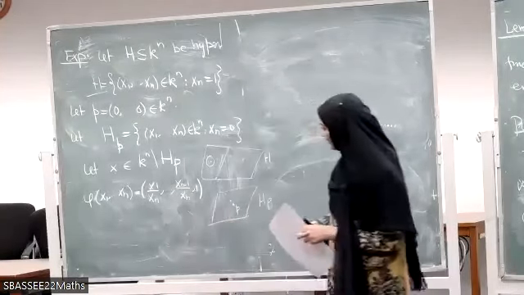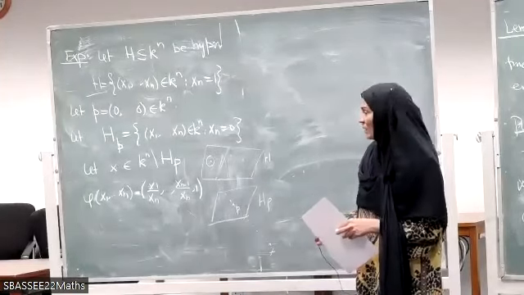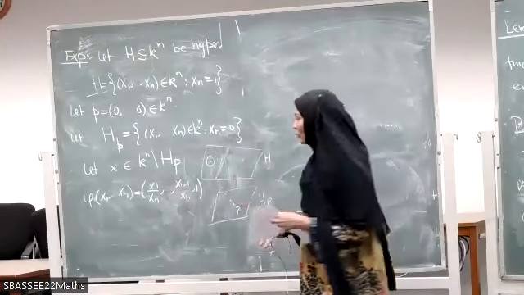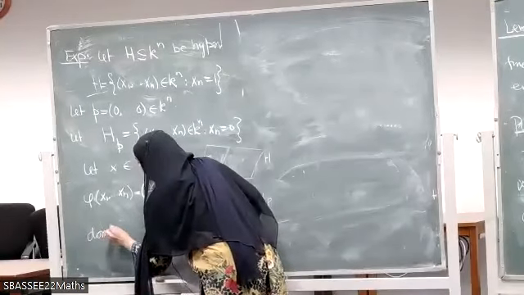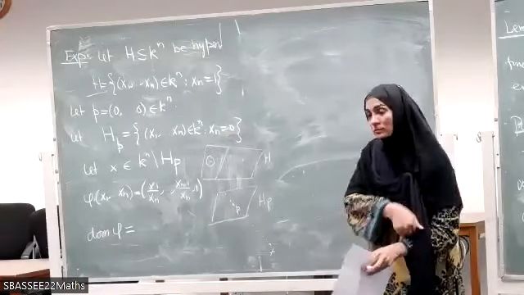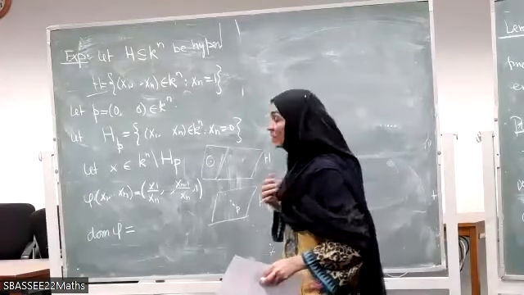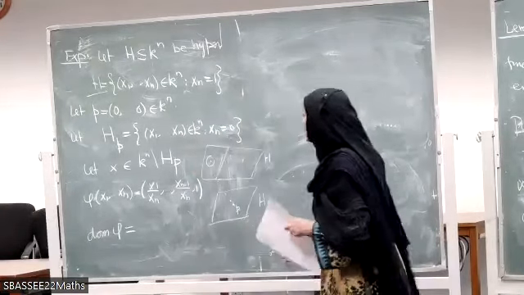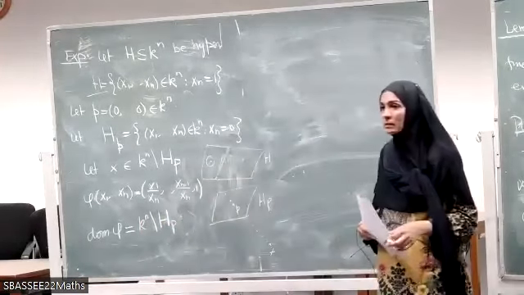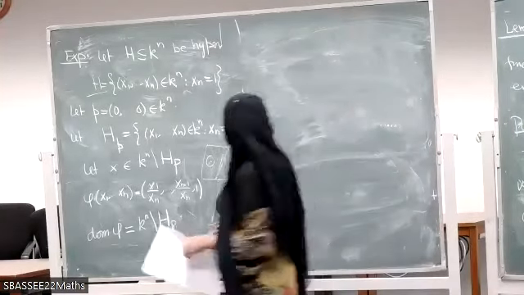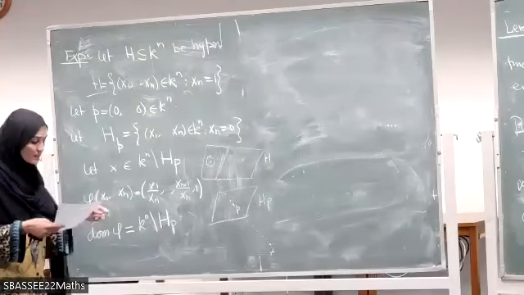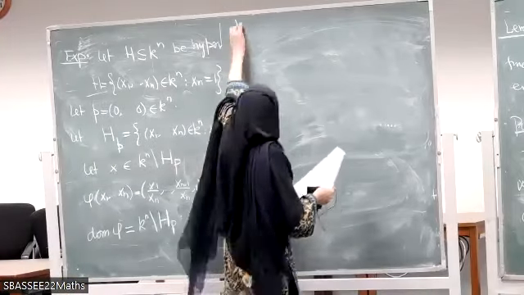So here you can see that this phi is not defined on the whole Kn. What is the domain of this phi in this case? Kn minus HP. Yes, that's true. So this is one example, and it shows that this is a rational function, and its domain is not the whole Kn, but Kn minus HP. And let's see another example.